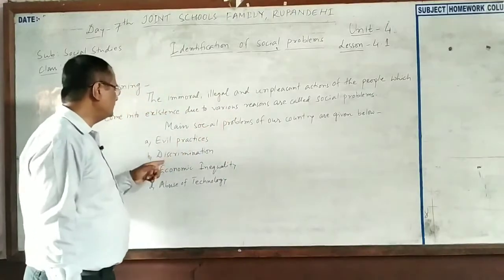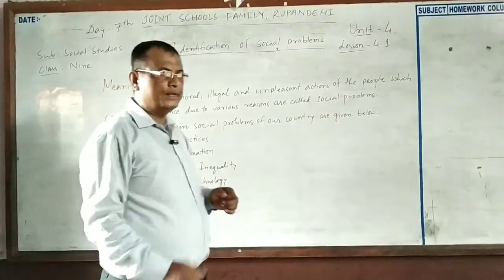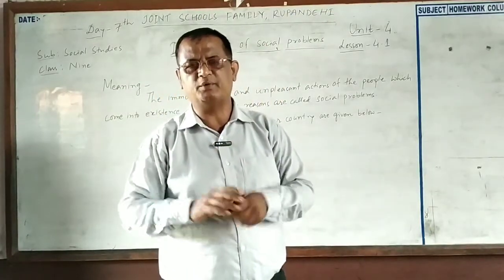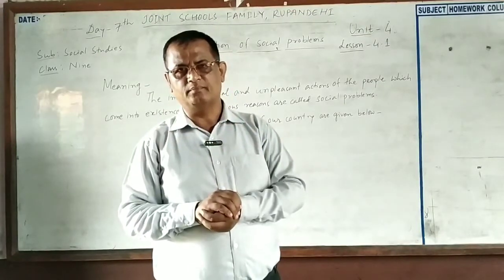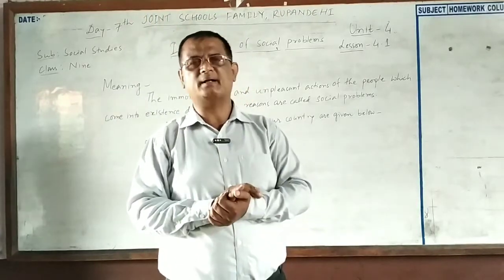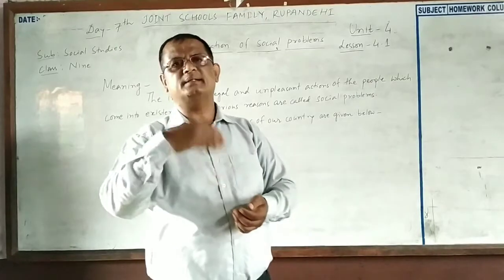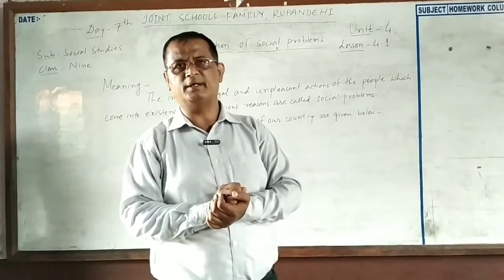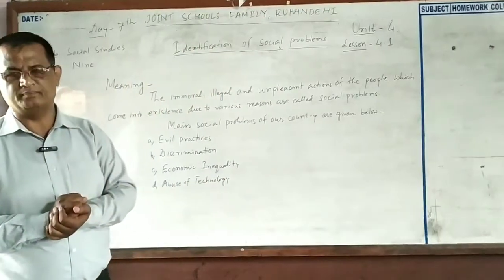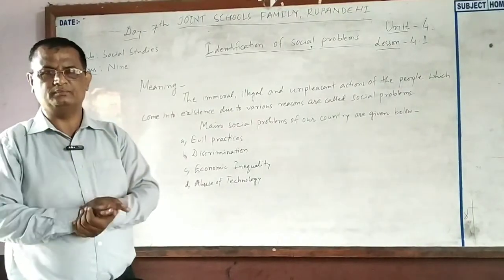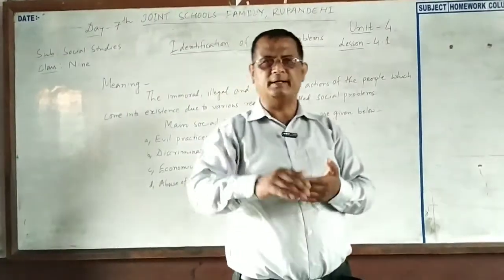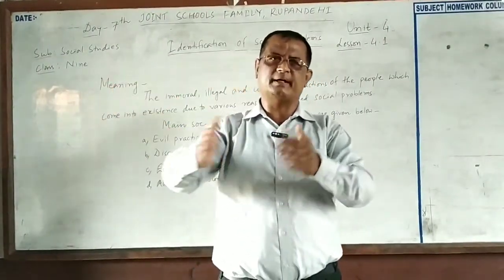Clear? Second one, discrimination. We can see so many discriminations. Even we can see discrimination between rich and poor. We can see discrimination between higher caste people and lower caste people. We can see discrimination about the linguistic problem also. And we can see discrimination against backward people also. Some people, some castes, are living on the backward side, and some people are advanced.